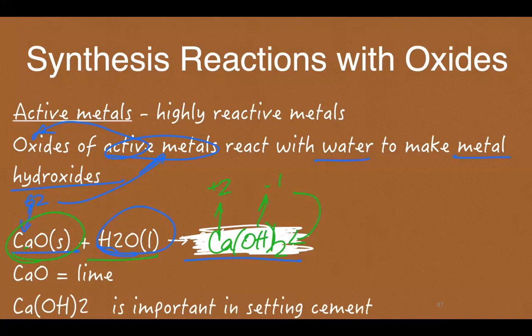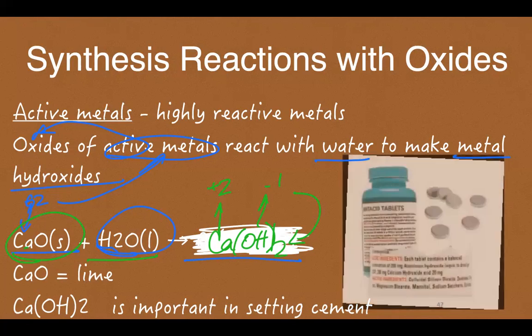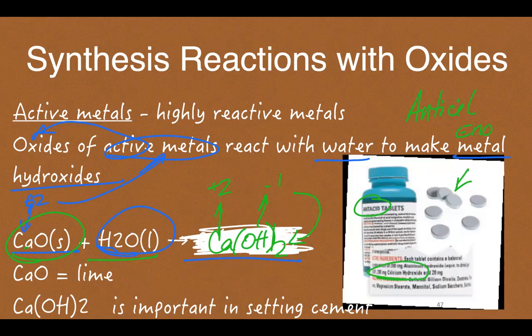Calcium oxide is also called lime, and calcium hydroxide is an important ingredient in cement. If you've ever had Antacid or Eno, these are something called antacids. Generally, you take them when you have a stomach ache because they are made of the active ingredient calcium hydroxide. You can see that here.